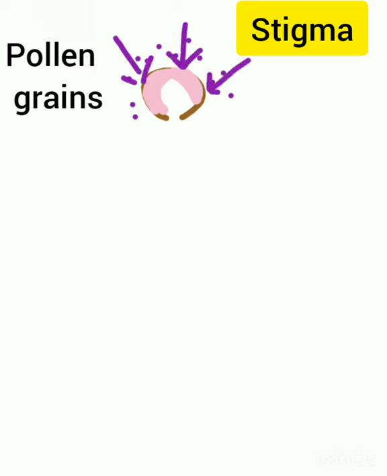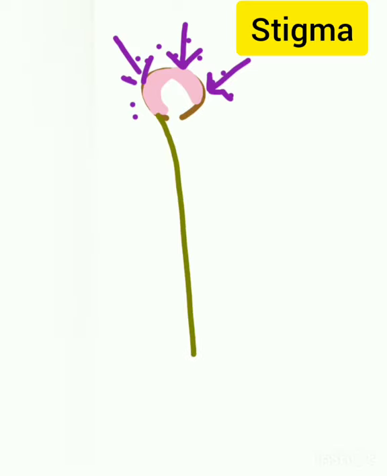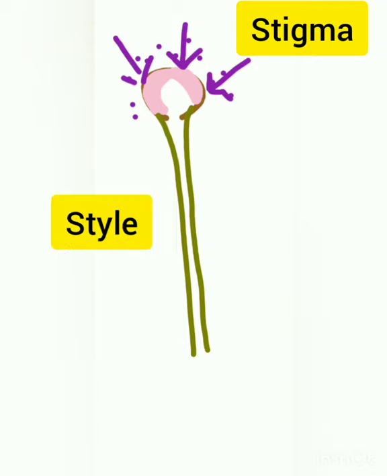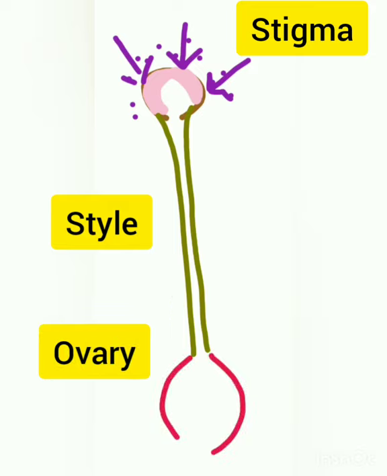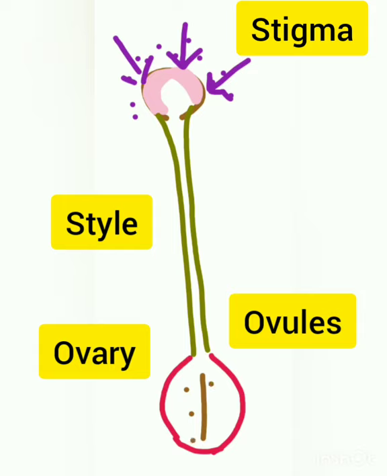Pollen grains are very lightweight and they are easily dispersed by wind, water, rain, animals, etc. From the stigma, a long tube-like structure comes out. This structure is called as style. Style carries pollen grains from stigma to the ovary. Inside the ovary, there can be one to many ball-like structures. These ball-like structures are called as ovules. These are the ovules in the ovary.